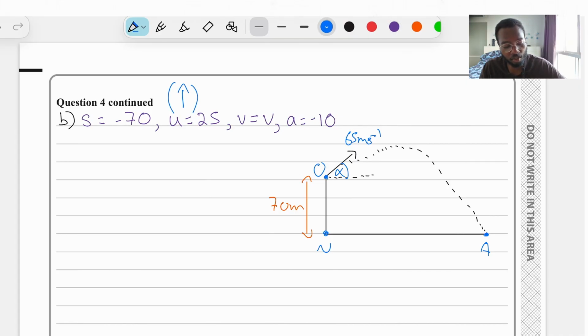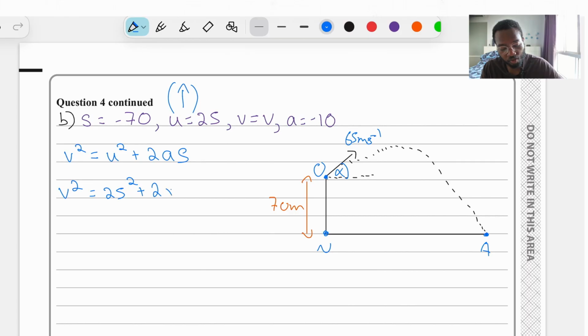And the SUVAT equation, when we have S, U, V, and A, is V squared equals U squared plus 2AS. But again, if you're very confident in your answer for time, you can also use your time. But we're going to use this. So V squared is equal to U squared, so that's 25 squared, plus 2 times minus 10 times minus 70.